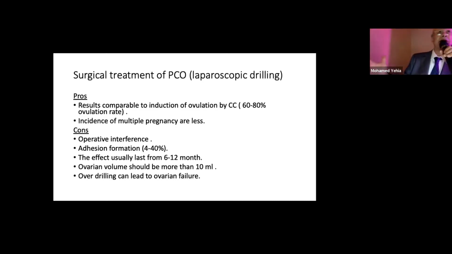Surgical treatment, laparoscopic drilling: thank God, I think it's decreasing now. The pros are that it has a comparable induction rate to clomiphene citrate, and the incidence of multiple pregnancy is less. However, the problem is its operative interference. There is adhesion formation. Ovarian volume should be more than 10 millimeters. Over-drilling can lead to ovarian failure. Everybody of us has seen that. So I don't think for a patient who is responding in any way, we should subject her to ovarian drilling.